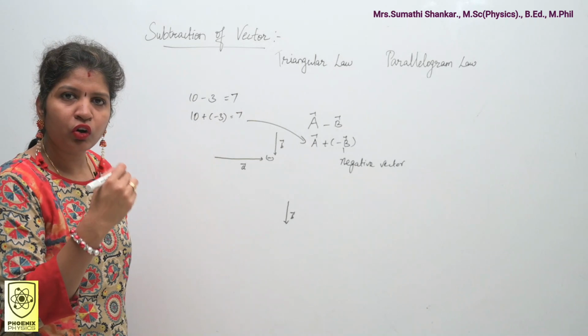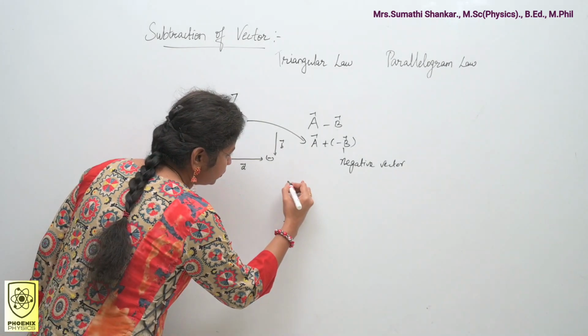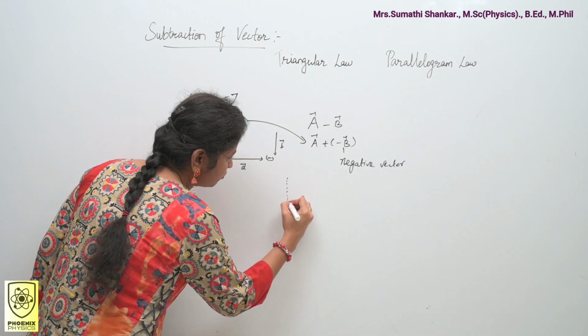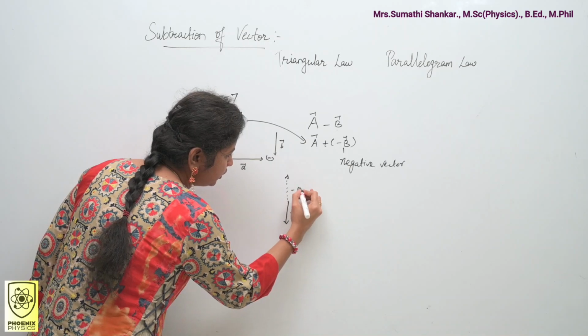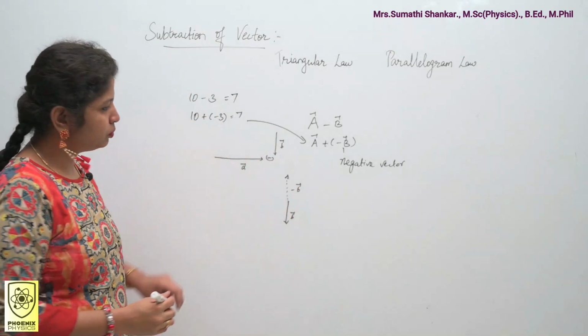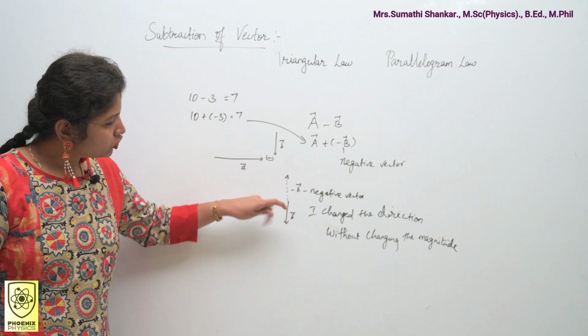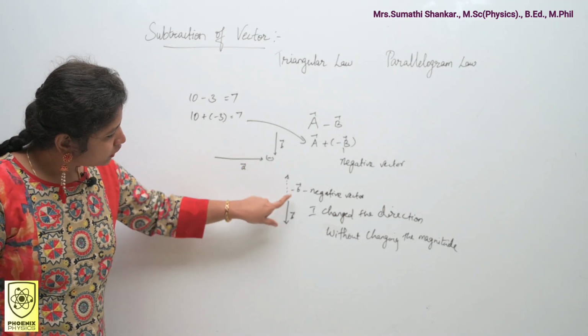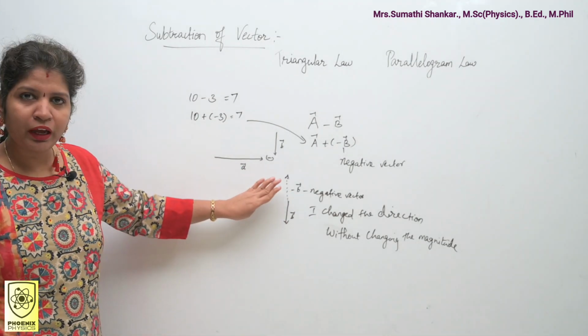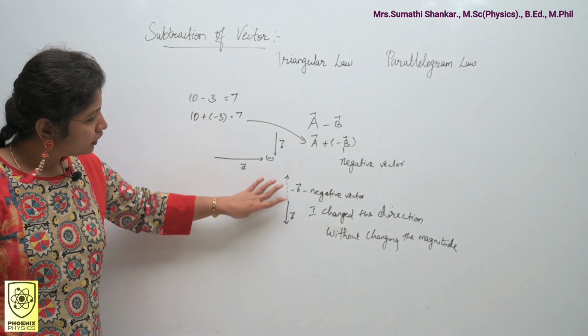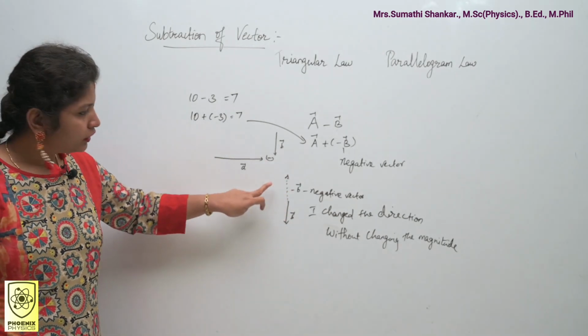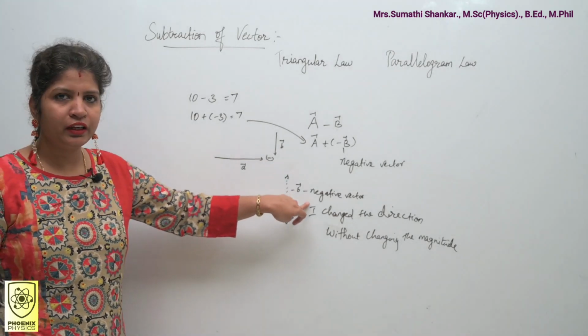So how do you draw the negative vector? Like this. This is my negative vector, minus B. Here I just changed the direction without changing the magnitude. The magnitude is the same but I changed the direction. That is why it is called a negative vector.